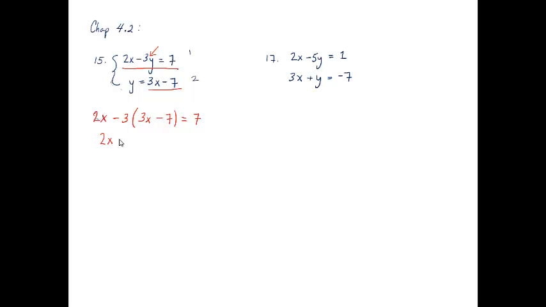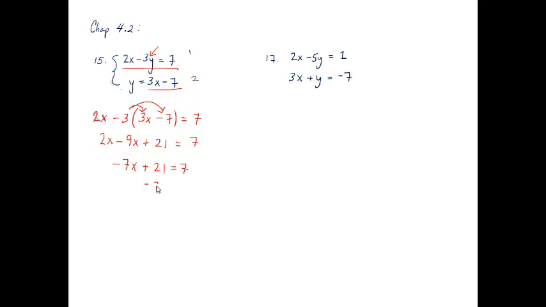So I have 2x minus 9x plus 21. That's because I distribute the negative 3. So I get negative 3 times 3x is negative 9x. Negative 3 times negative 7 is positive 21 equals 7. And let's solve for x. Put your x's together. So I have negative 7x plus 21 equals 7.